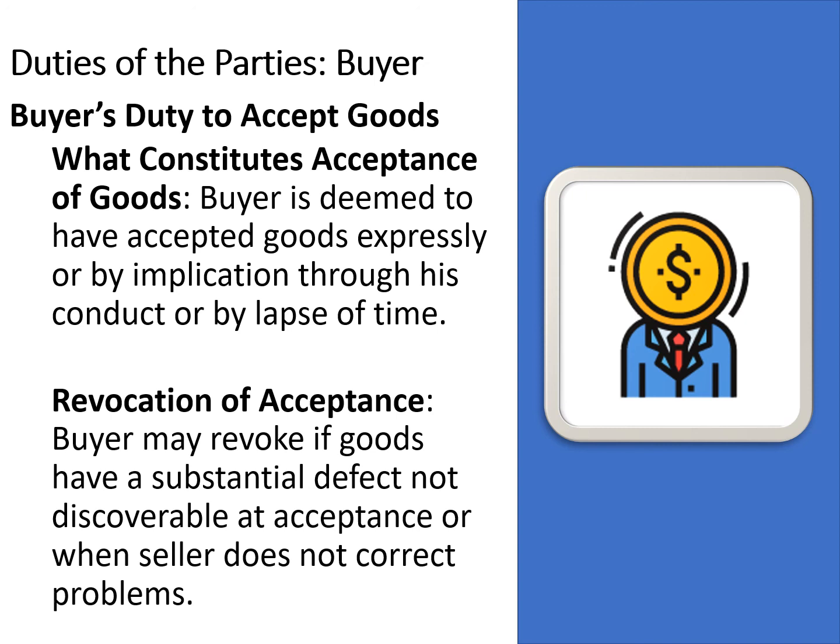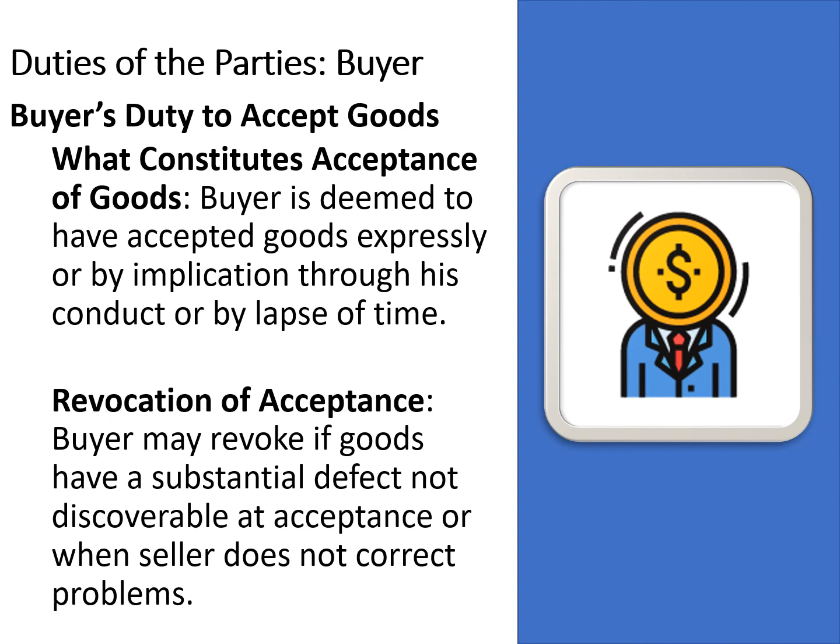But let's say Target inspects 100 cases and they find, hey, these are perfect. This is exactly what we ordered. Those would be conforming goods. And a buyer has a duty to accept conforming goods. They have to accept the goods. That is one of their main responsibilities, the duties of the buyer, to accept conforming goods. And your acceptance is either express or it can be implied through a buyer's conduct or by lapse of time.